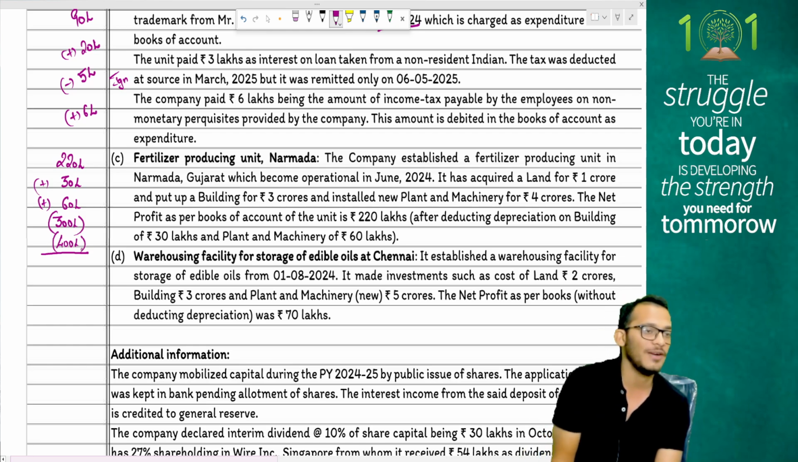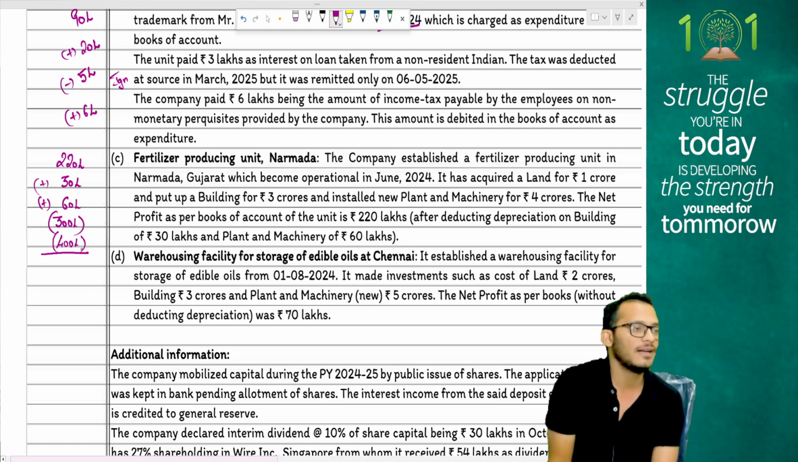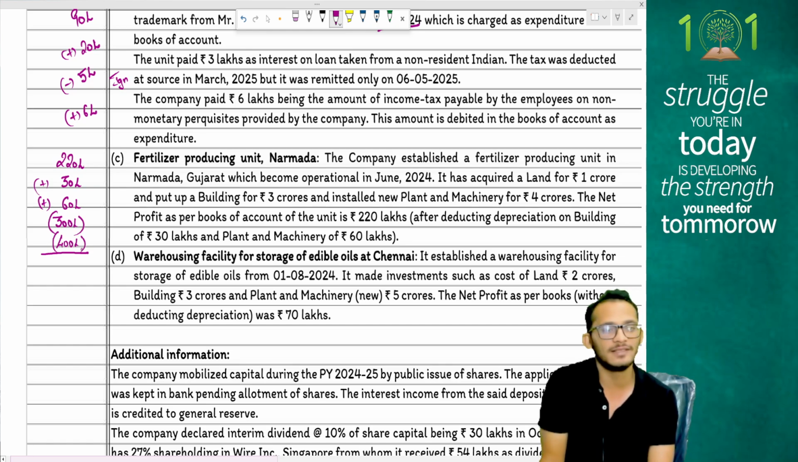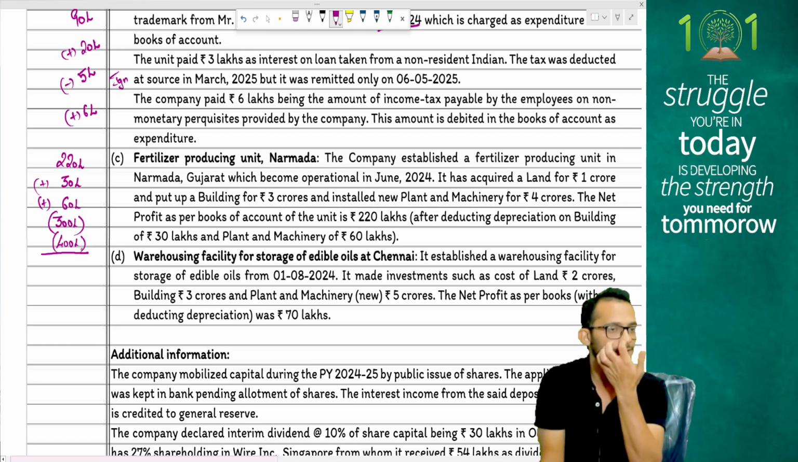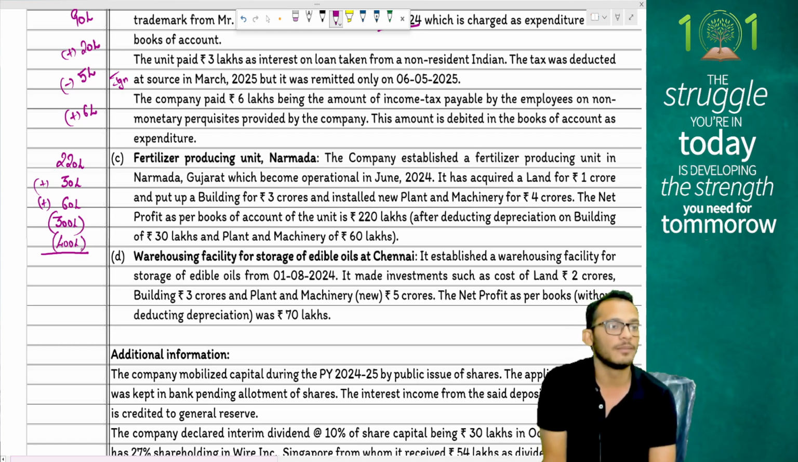Warehousing for storage of edible oils in Chennai. Edible oils is not a specified business. Specified business only covers agricultural produce and sugar. We have put a special blue box also. The special blue box says ICI's favorite edible oil is not covered. This is a normal business.